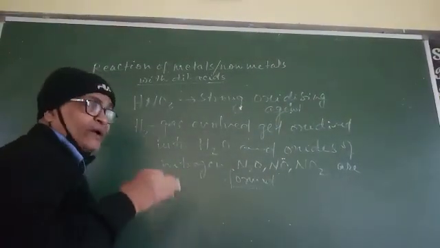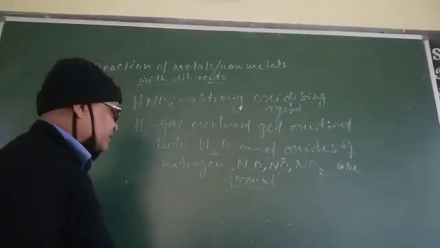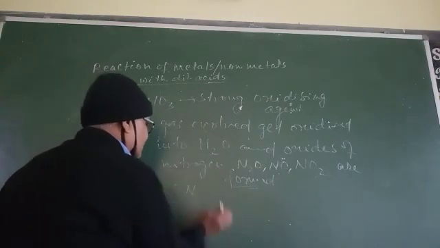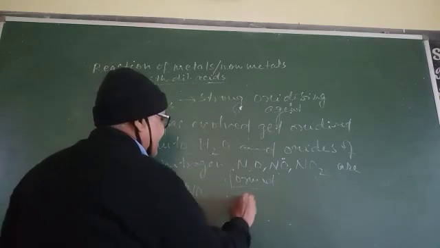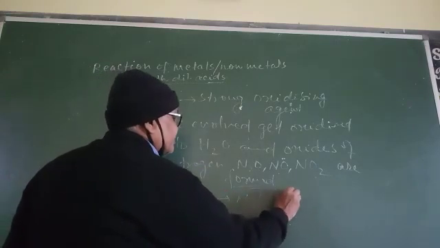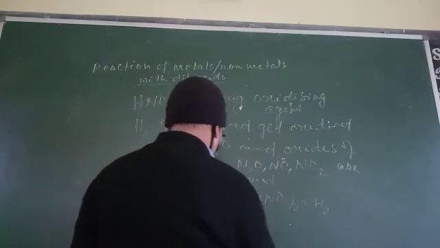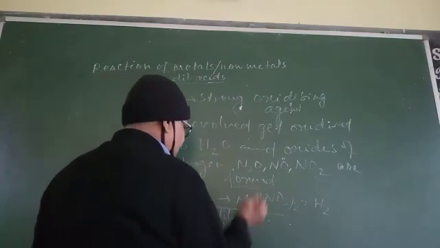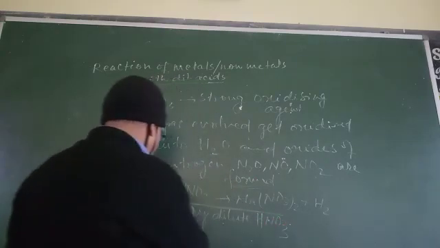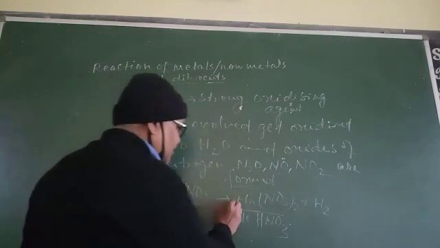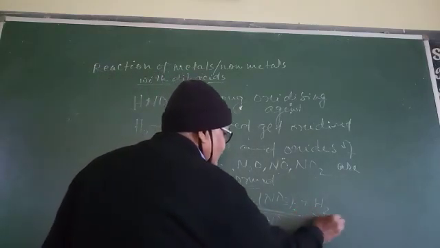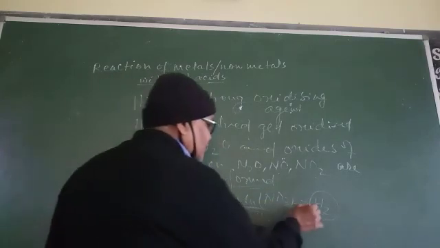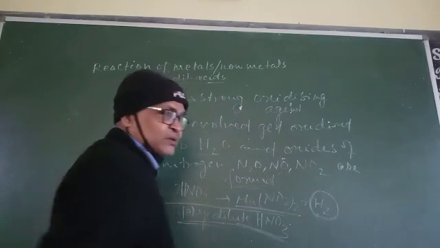In the case when nitric acid is highly diluted, then it reacts with manganese to form manganese nitrate and hydrogen gas. When very dilute HNO3 reacts with a metal like manganese, it forms manganese nitrate and hydrogen gas. In this condition, when it is very dilute, it does not oxidize the hydrogen gas wholly.